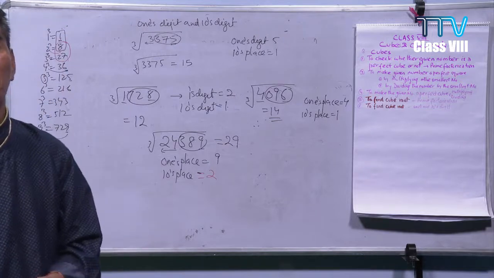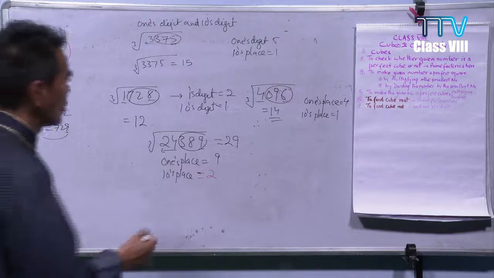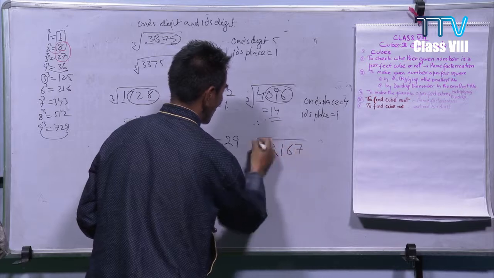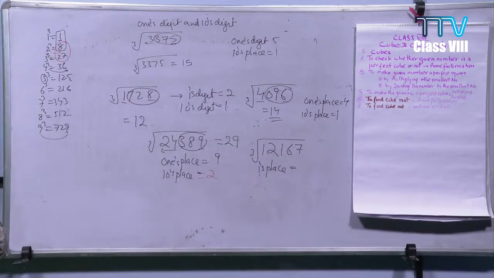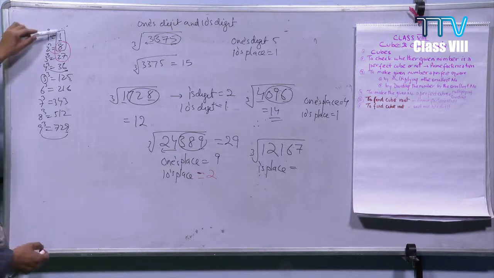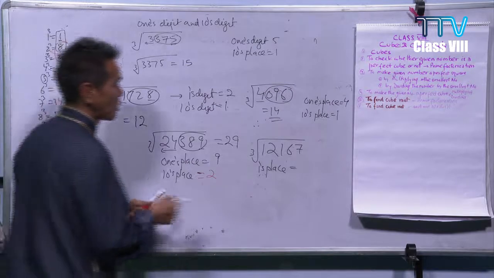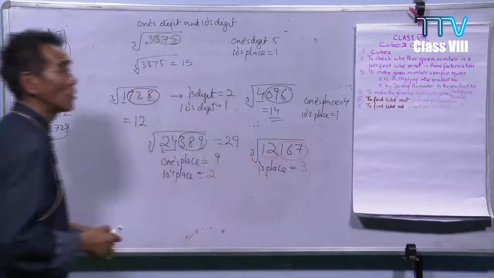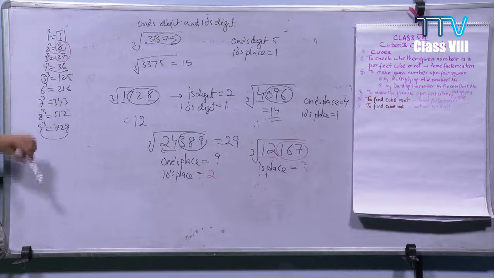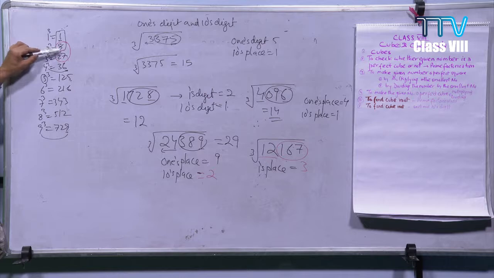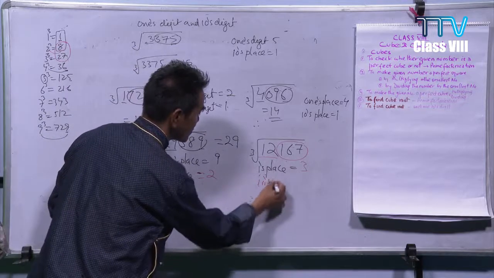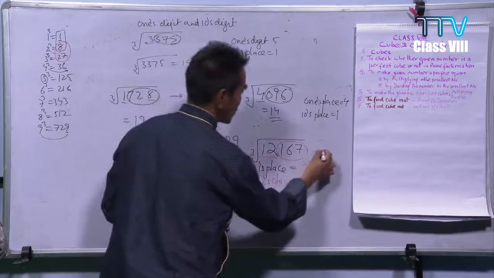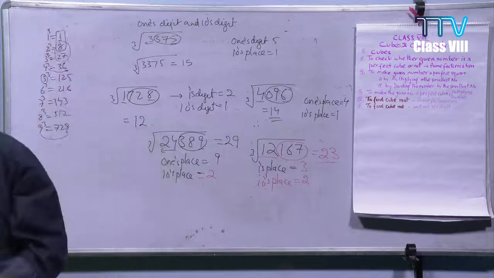Magic. Last number: 1, 2, 1, 6, 7. This is the ones place, so unit is 7, and 7 means the cube root ends in 3, ones place 3. The remaining part is 12. 12 lies between 8 and 27, so we take 8, and the cube root of 8 is 2. So the 10th place is 2, giving 23. Let's check: 23 multiplied by 23 multiplied by 23 gives 12167.